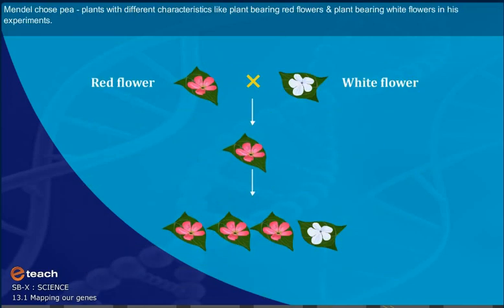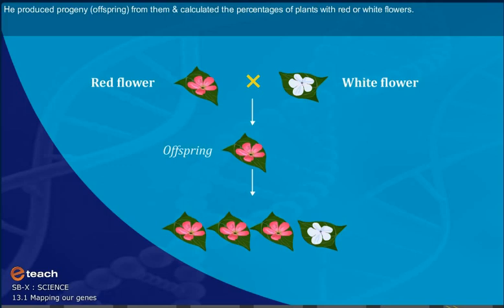Mendel chose pea plants with different characteristics, like plants bearing red flowers and plants bearing white flowers, in his experiments. He produced progeny, that is, offspring from them, and calculated the percentage of plants with red or white flowers.